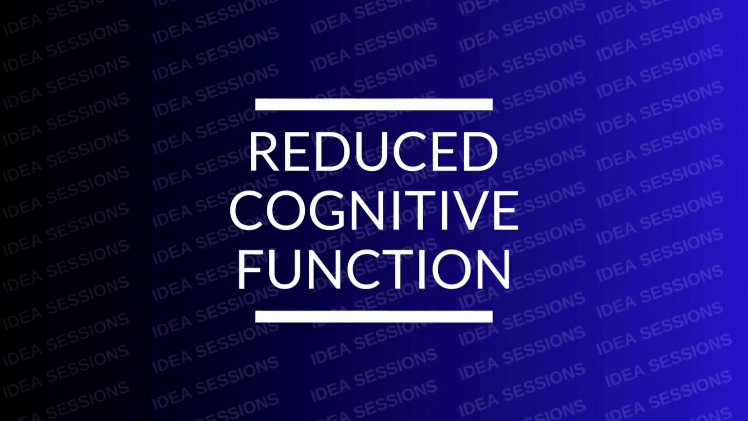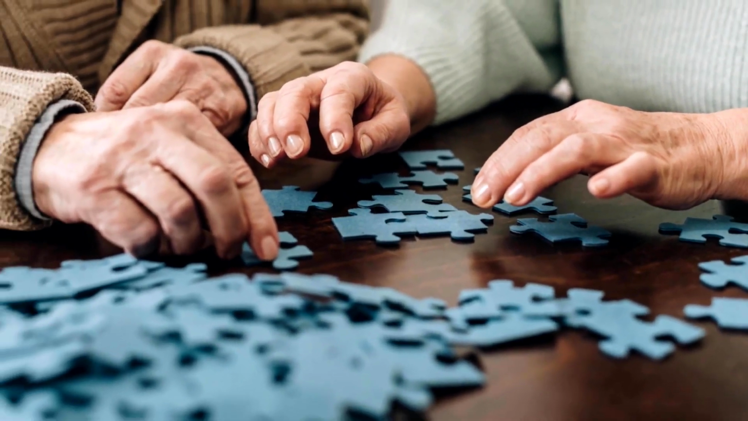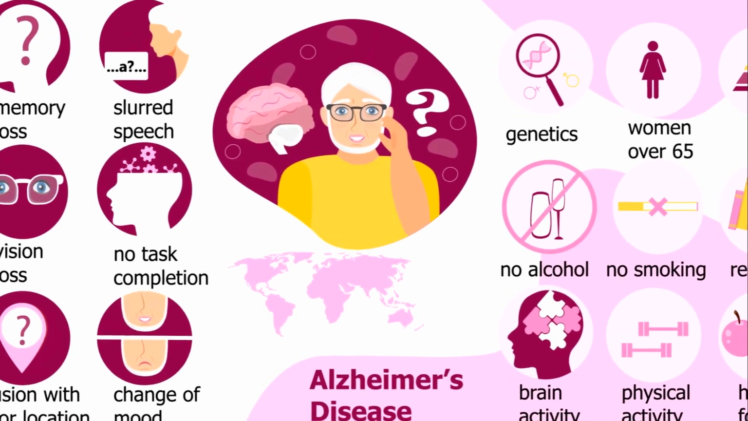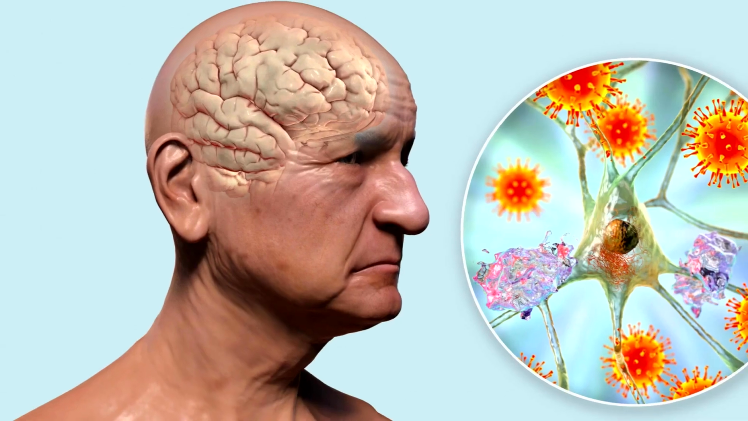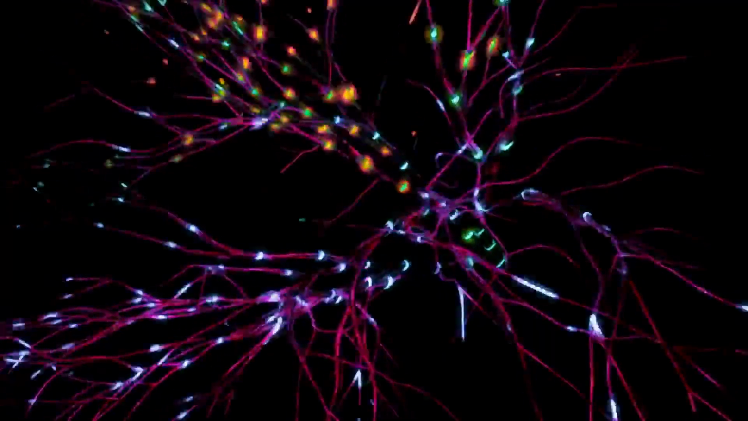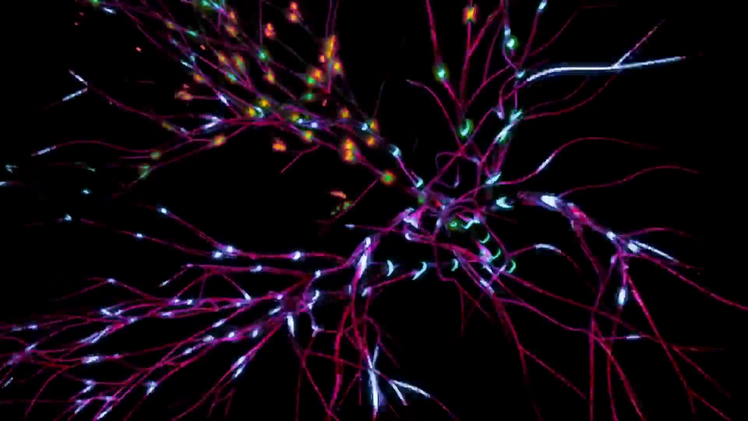Reduced cognitive function. Without regular social interactions and intellectual challenges, cognitive abilities such as memory, problem-solving, and decision-making may decline. Research indicates that social isolation correlates with a higher risk of cognitive impairment and dementia later in life. The brain's plasticity and ability to form new neural connections can diminish without varied social interactions and mental exercises.